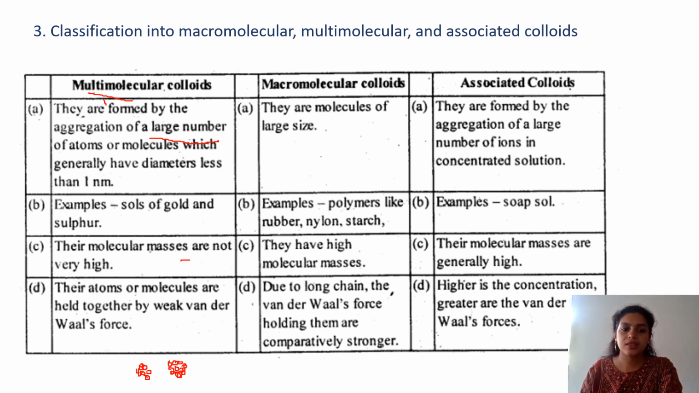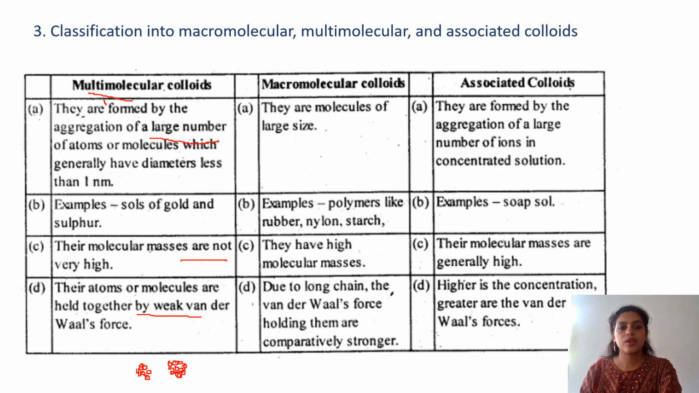And molecular masses are not very high. There won't be any very high molecular mass. And these are held together by weak van der Waals forces. Second one is the macromolecular colloids. Macro means bigger size, we know. Macromolecules are called polymers. Another name for polymers is macromolecules.